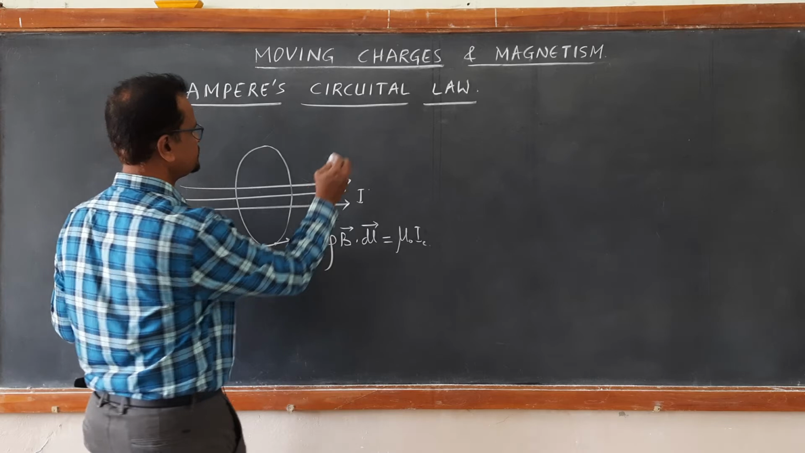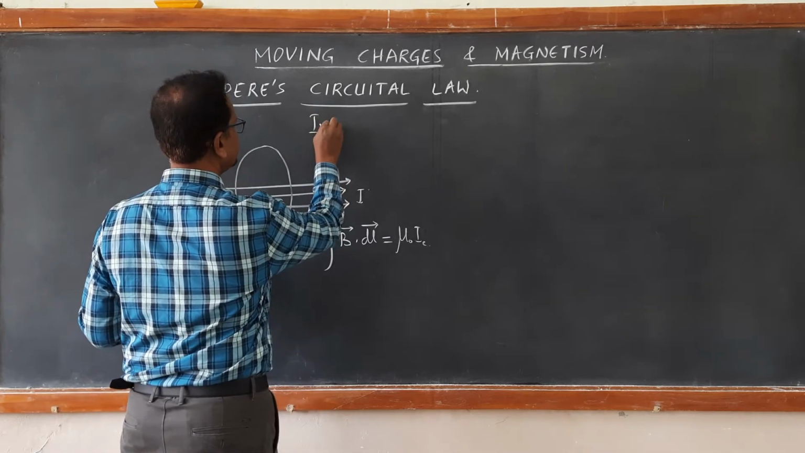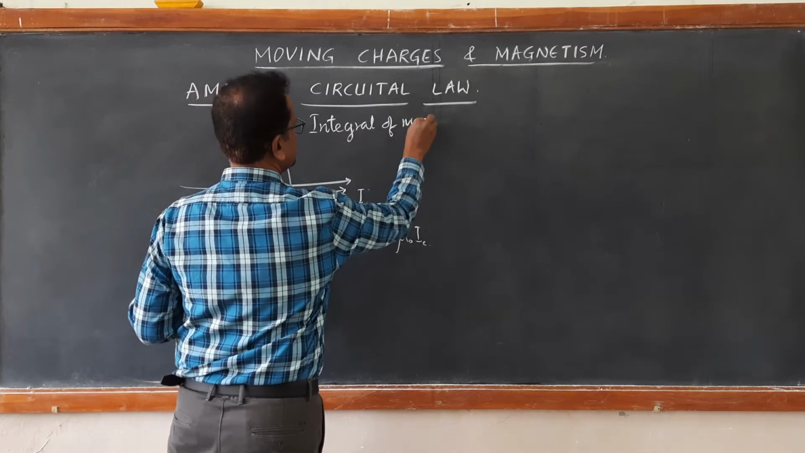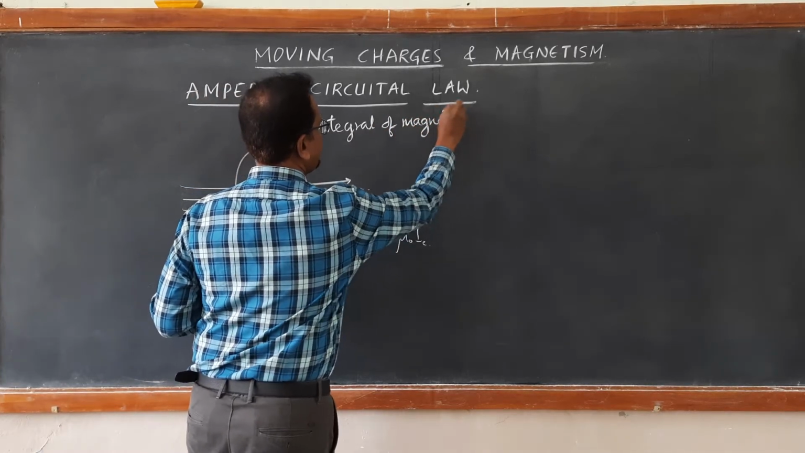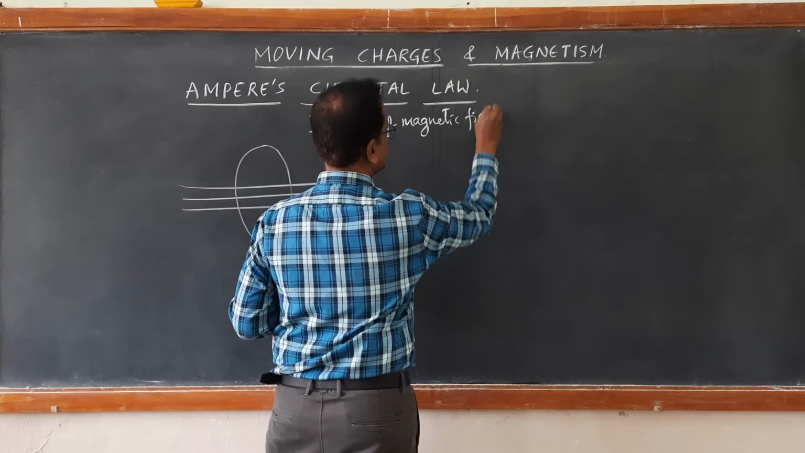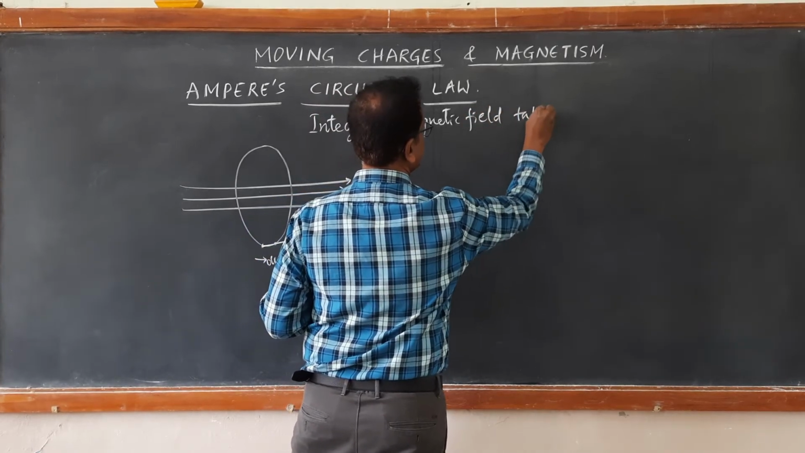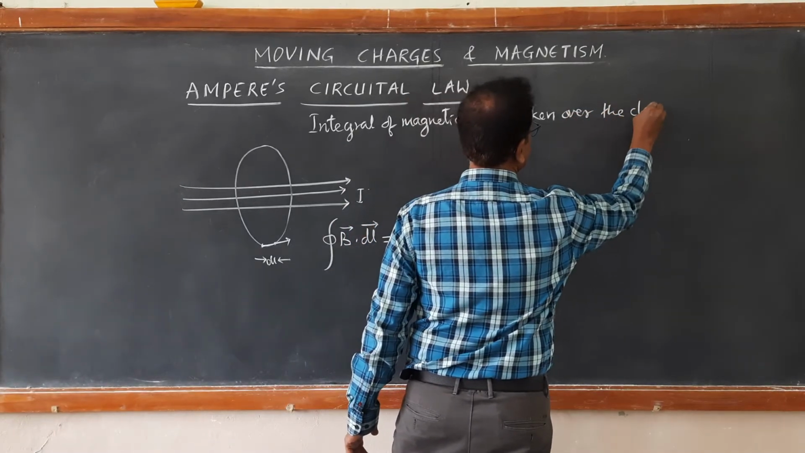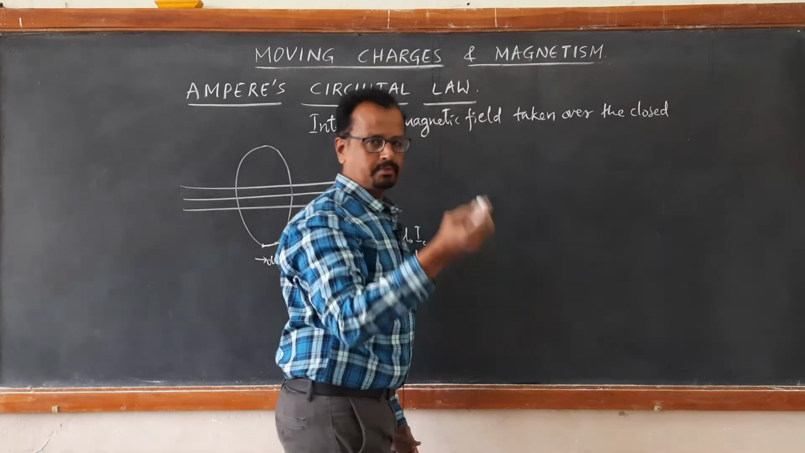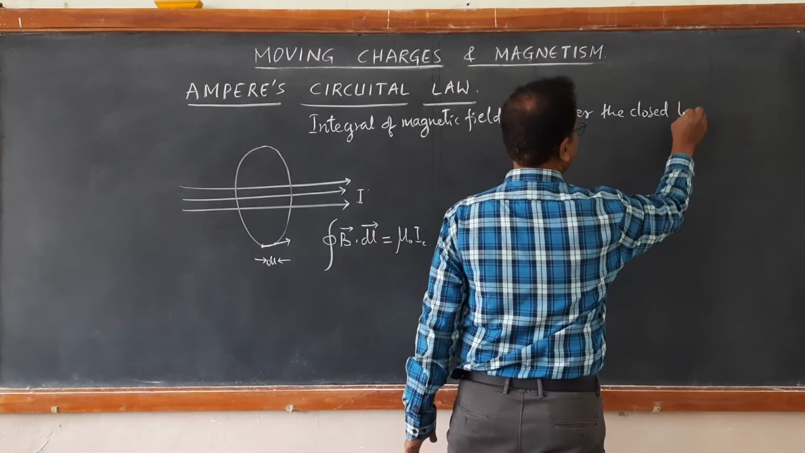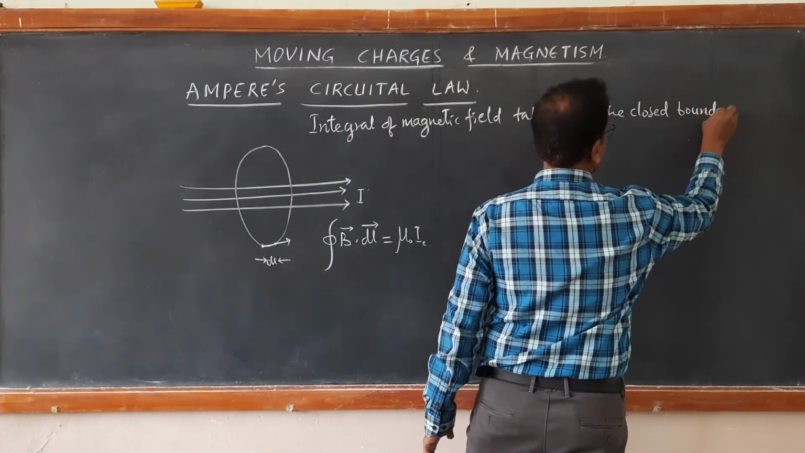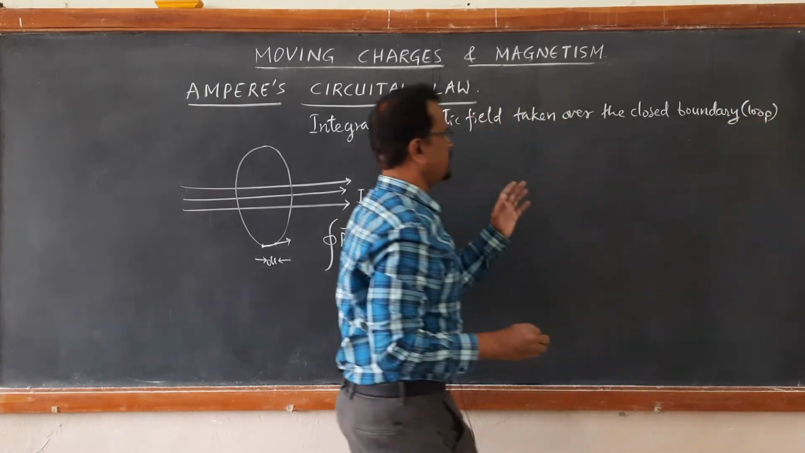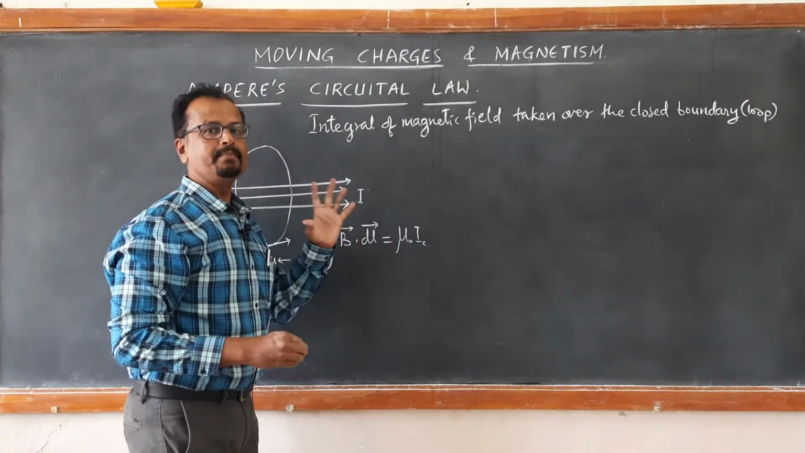So, I am writing here the integral of the magnetic field taken over the closed boundary or closed loop. This closed boundary or closed loop is further called the Amperian loop.